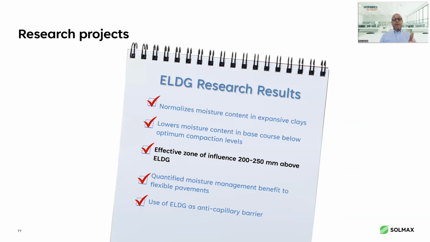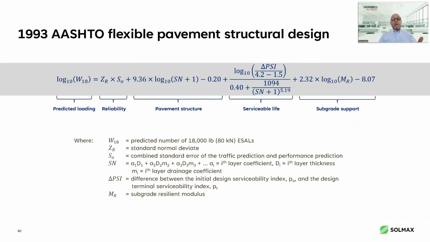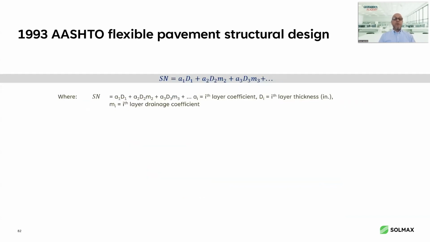And I'm going to talk about the significance of that in the next section here, quantifying the moisture management benefit to flexible pavements. So some of you may not be familiar with this equation. This is the standard AASHTO equation that's used in the Americas for flexible pavements. It's all about the predicted loading being a function of all these factors here. What I want to focus on really is the structural number. And the structural number itself is a function of a layer coefficient, a layer thickness, and a drainage coefficient. So each layer, whether it be granular or asphalt, has a layer coefficient, a layer thickness, and a drainage coefficient.